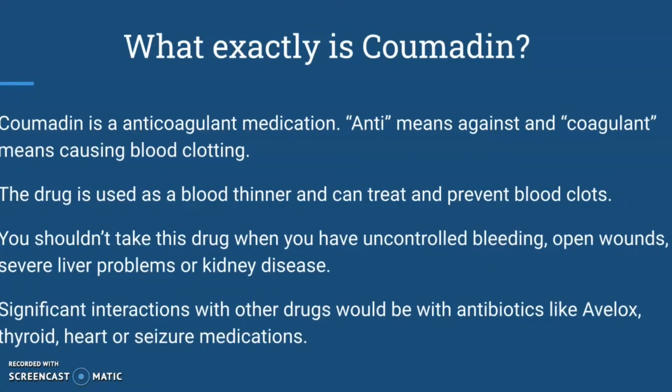So what exactly is Coumadin, you may ask? Well, Coumadin is an anticoagulant medication. Anti means against, and coagulant means causing blood clotting. So if you put the word together, the drug is used as a blood thinner and can treat and prevent blood clots. You shouldn't take this drug when you have uncontrolled bleeding, open wounds, severe liver problems, or kidney disease. Significant interactions with other drugs would be with antibiotics like Avelox, thyroid, heart, or seizure medications.